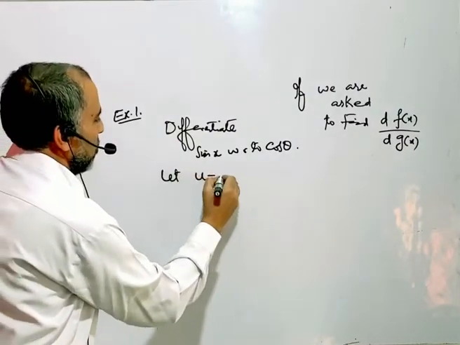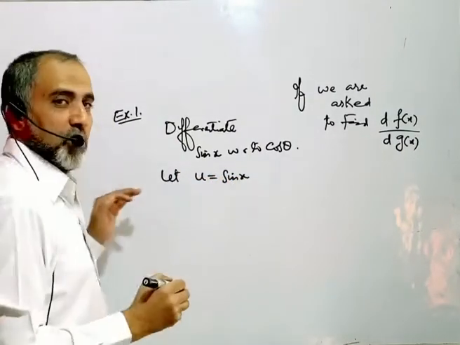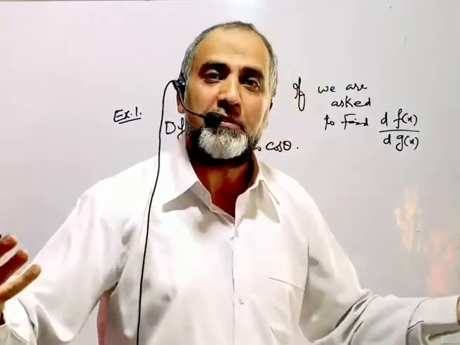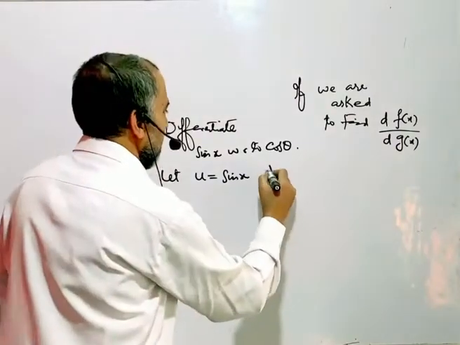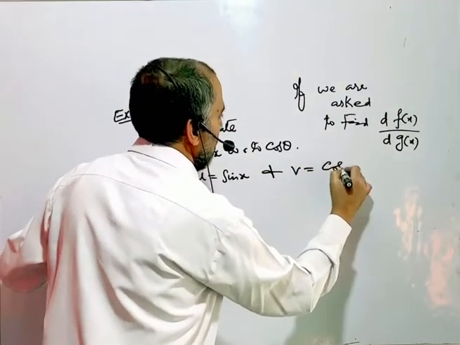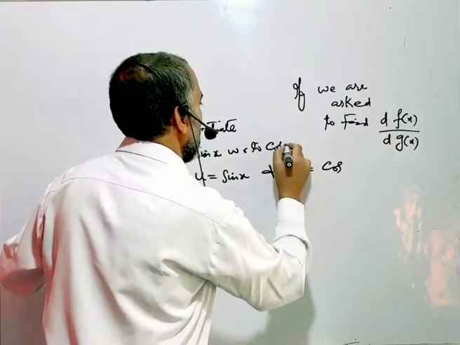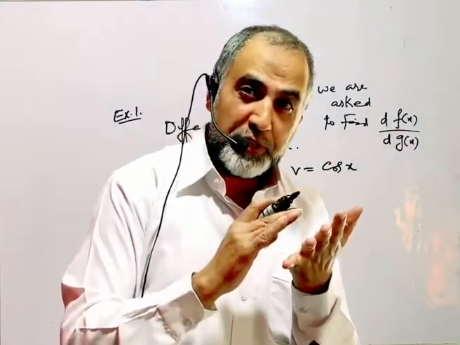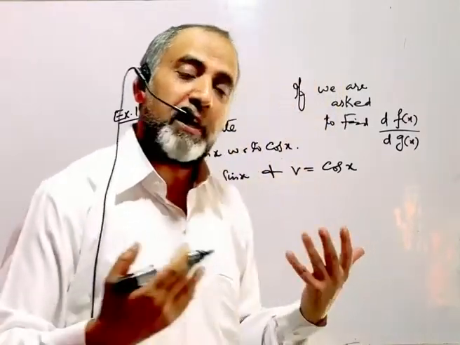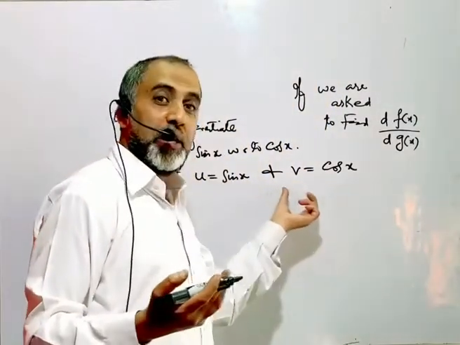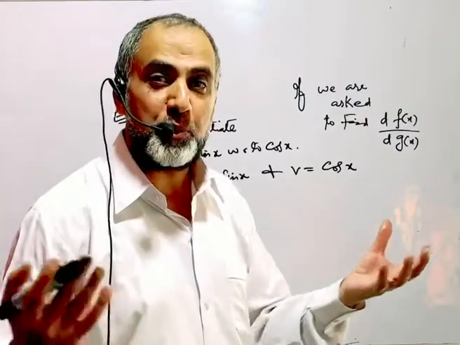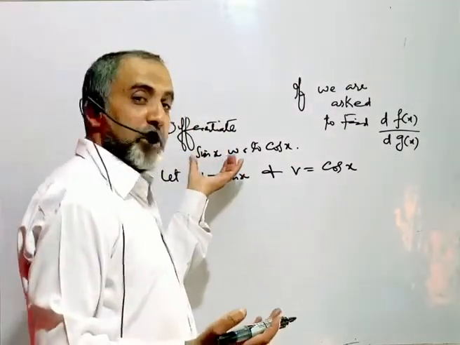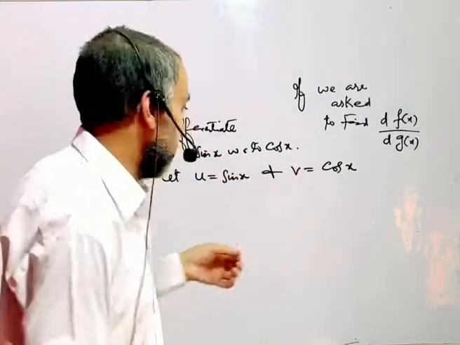Let u is equal to sine of x. We'll take sine of x as u, and now u is a function of x, and v as cos of x. Now we'll treat x as a parameter, and finally we'll get du by dv. What is that? Rate of change of u with respect to v. That is clearly the derivative of sine of x with respect to cos of x.